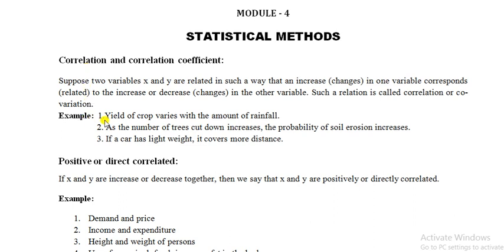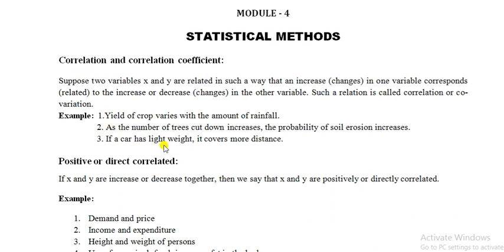For example, yield of crop varies with the amount of rainfall. As the number of trees cut down increases, the probability of soil erosion increases. If a car has light weight, it covers more distance. So in all these examples, change in one variable corresponds to change in another variable, which is called correlation.